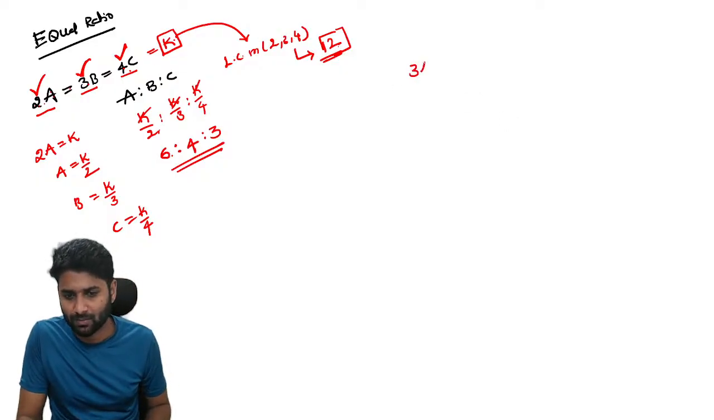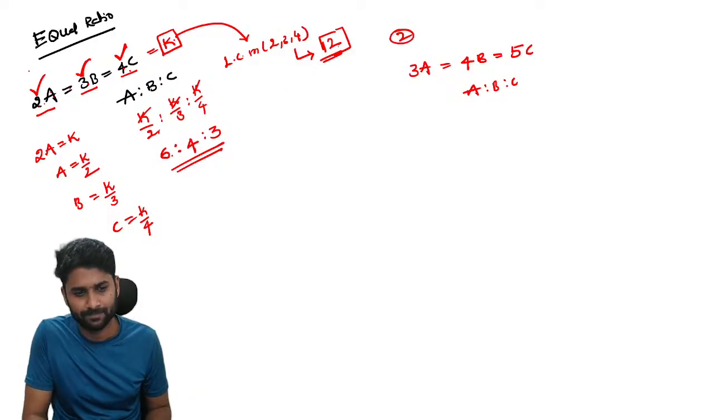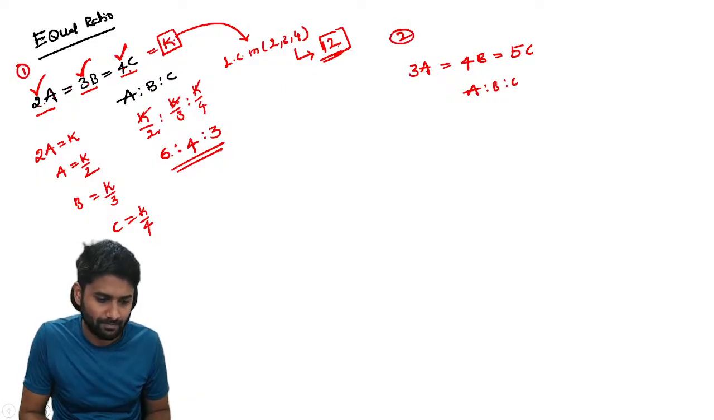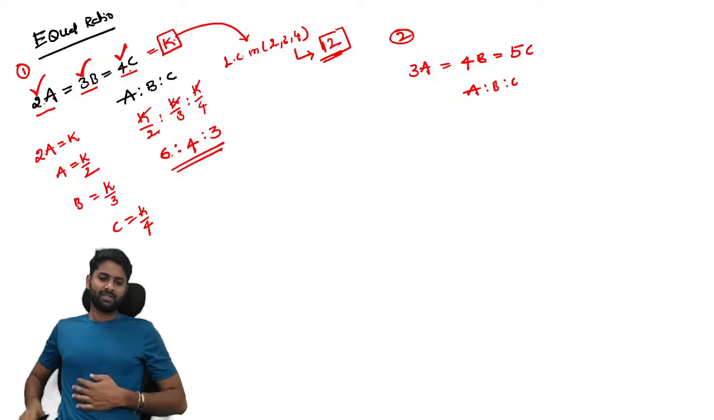Let me give one example. 3A is equal to 4B is equal to 5C. Now tell me, what is the ratio of ABC?